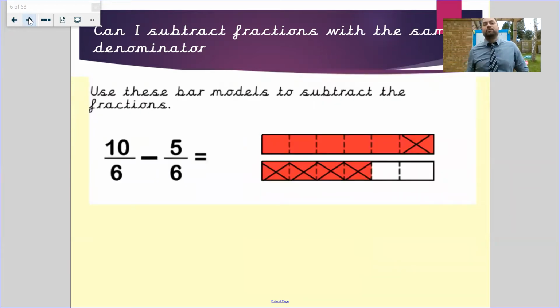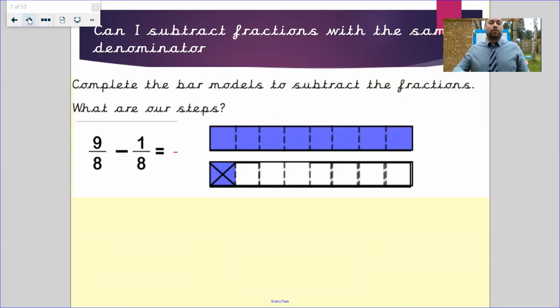Now you can also use bar models to subtract fractions as well. And you can see in this example, we started off with 10 over 6. So we've had to split our bar into 6 parts. We know we've got 1 whole of them because we've got an improper fraction, so we needed to do another one. Color in the numerators. So we've got 10 over 6, so we colored in 10 of our squares. We then cross out 5 of them. And what are we left with? 1, 2, 3, 4, 5. So 10 over 6 take away 5 over 6 is equal to 5 over 6.